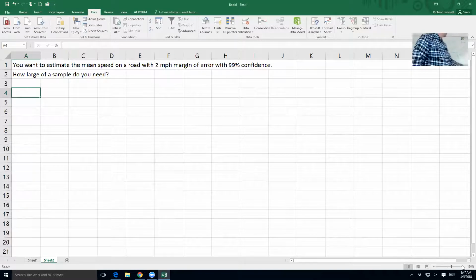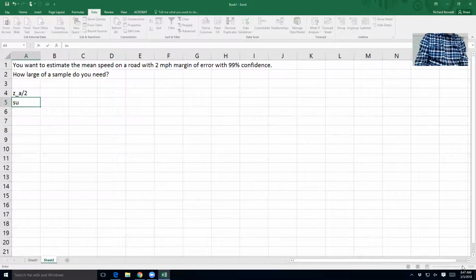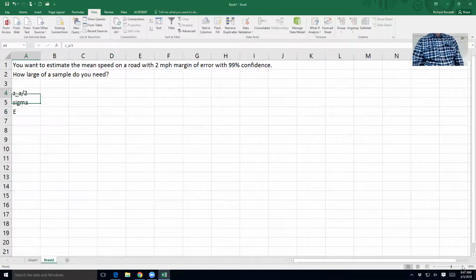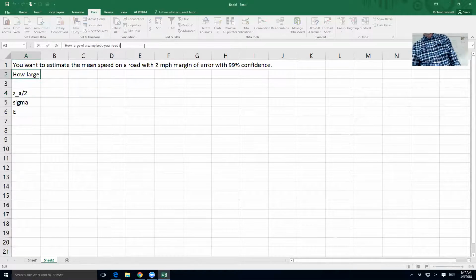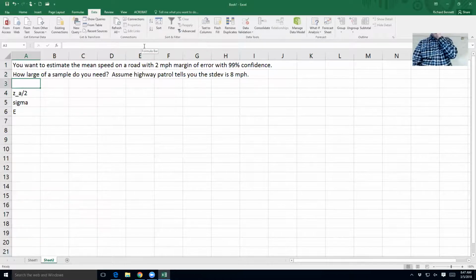So according to my formula, I've got to figure out my Z sub alpha over 2. I'm going to need my sigma. Oh, I guess I forgot something there. And I'm going to need my E. So what am I missing there? I need some more information in order to do this, don't I? Assume the highway patrol tells you the standard deviation is 8 miles per hour. Okay? So how do I figure out my Z sub alpha over 2?